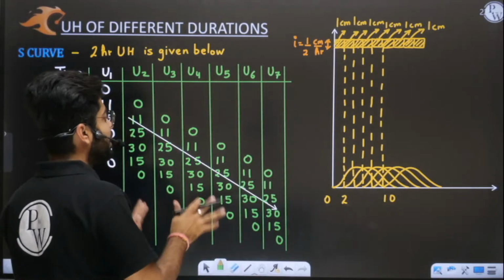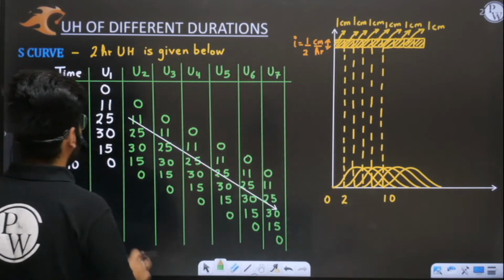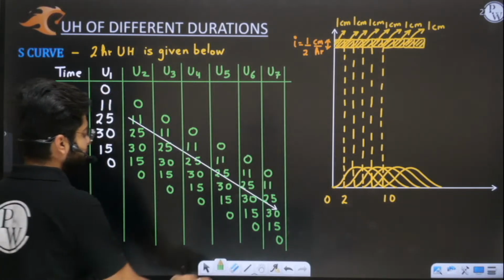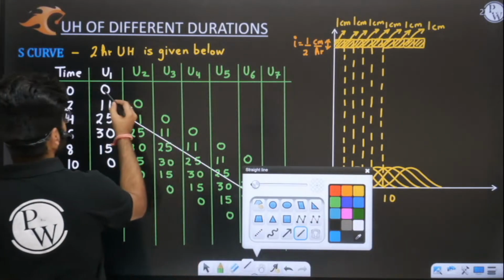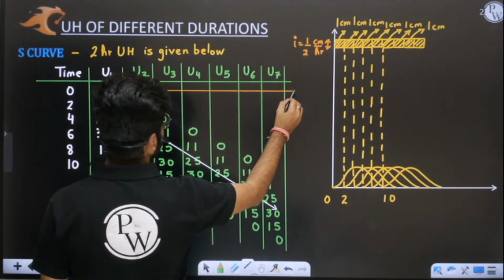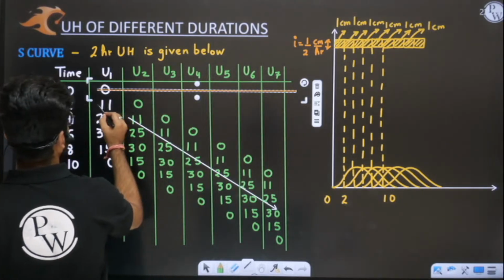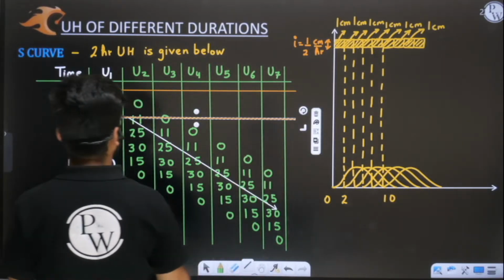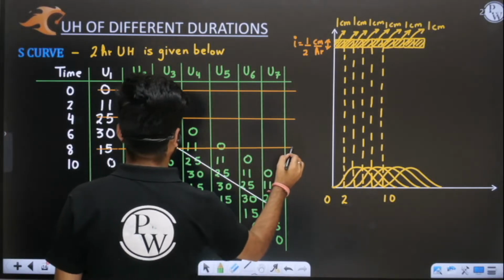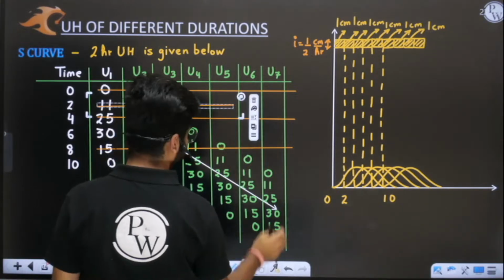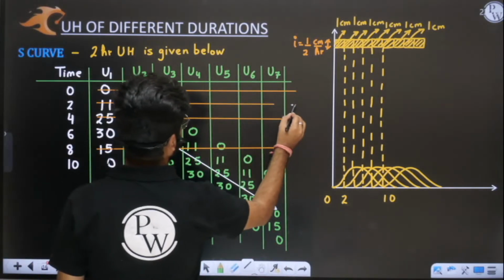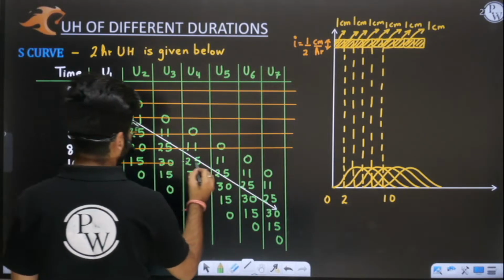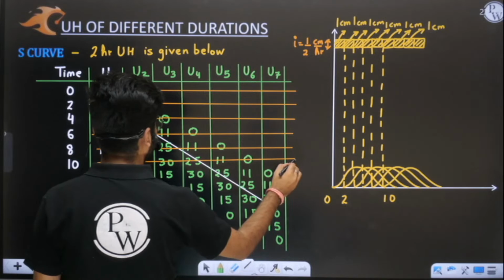Even after this I will not stop. Now what I have to do is combine it. When I combine it, I will get certain values. Tell me, when you sum it up, what values you are getting. We will do it one by one, don't worry. We will sum it up one by one.